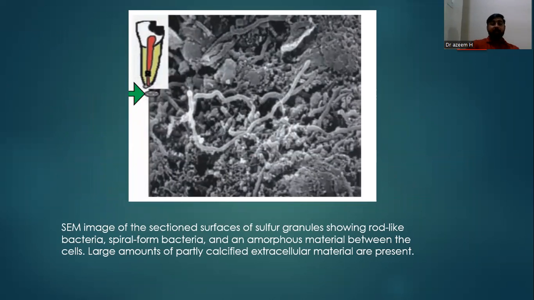This is an image of a section through the surface of sulfur granules showing rod-like bacteria, spiral-form bacteria, and an amorphous material between the cells. Large amounts of partly calcified extracellular material are also present.